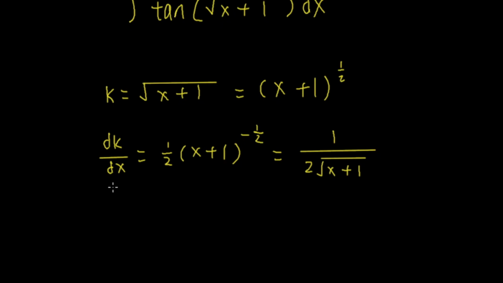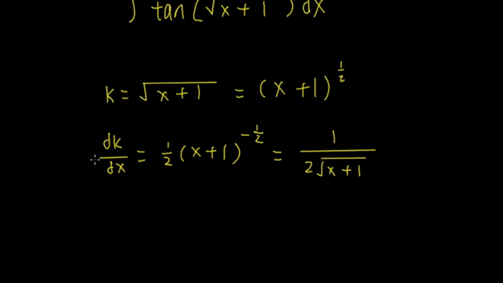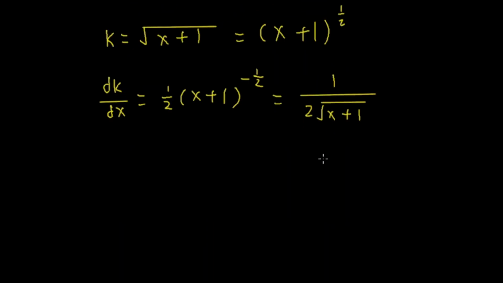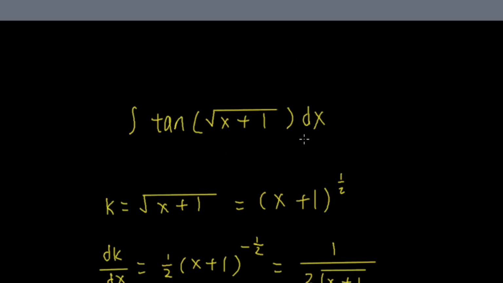Now, how do I isolate dx so that I can replace dx here? I just have to invert both sides. So dx over dk is equal to the inverse of this, which is 2 times square root of x plus 1. Multiply both sides by dk. So we have dx equals 2 times square root of x plus 1 dk. So I can replace everything here now.